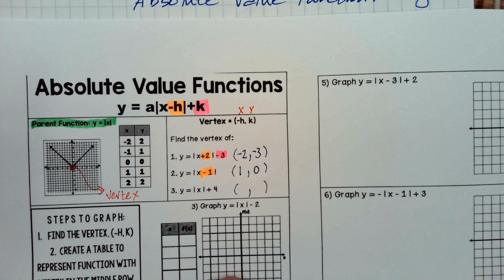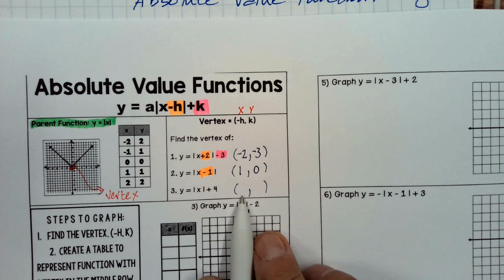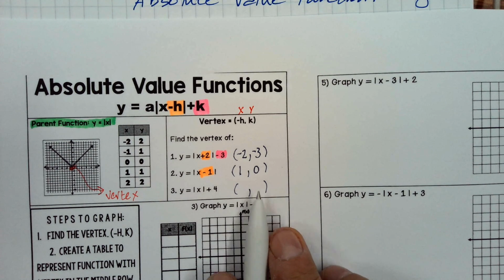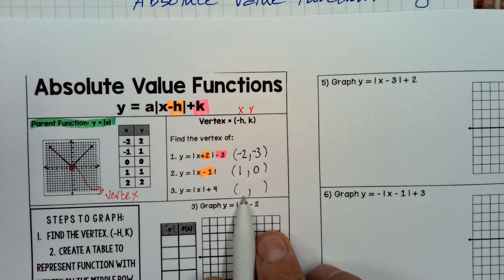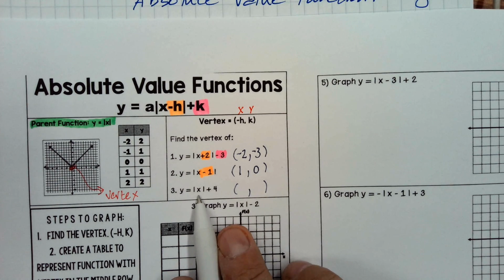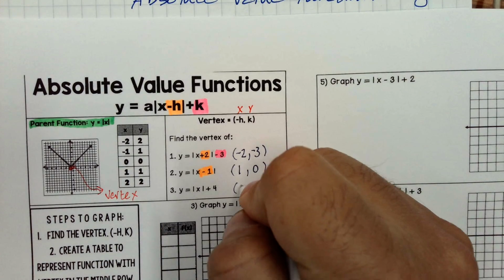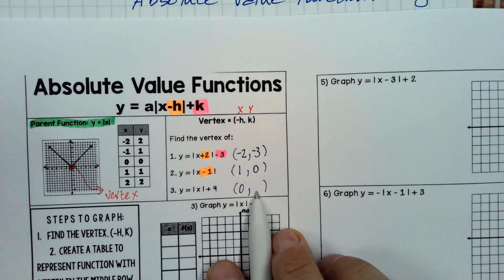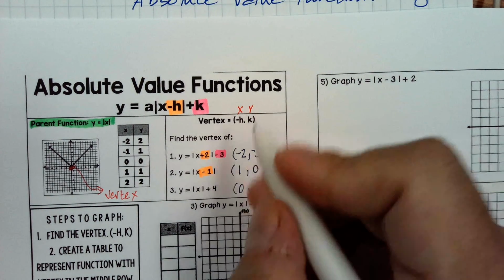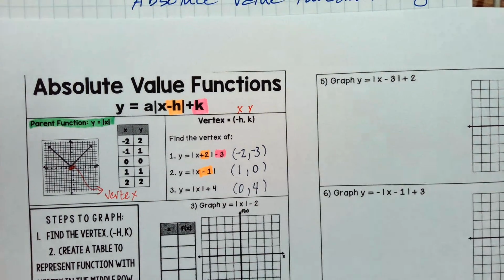What do you think it is? What's the value for x based on whatever h is? What's the value for y based on whatever k is? Okay, what should I put here? 0. Yeah, I'm not adding or subtracting anything inside the absolute value, right? So that's 0. What's the value that would go here? 4.